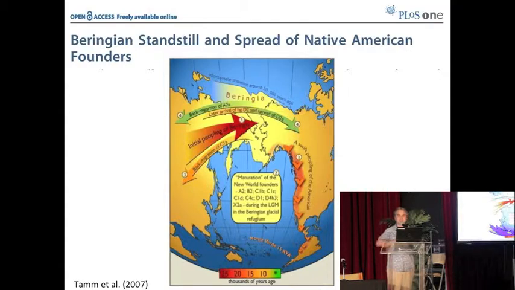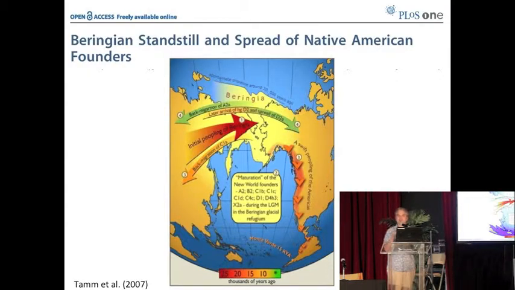We sequenced their complete mitochondrial genomes and identified the diagnostic substitutions or mutations, and then we screened all of these individuals for these diagnostic substitutions or mutations. And we found a few interesting patterns. One of the patterns is that there were mitogenomes that were present in high frequency in the Americas that were absent from Northeast Asia.